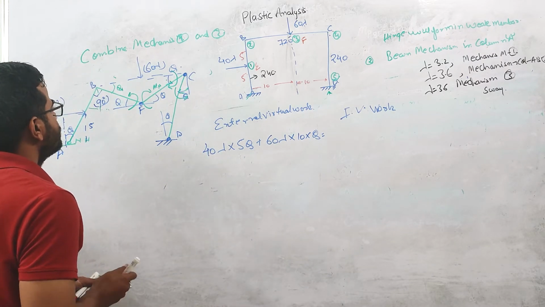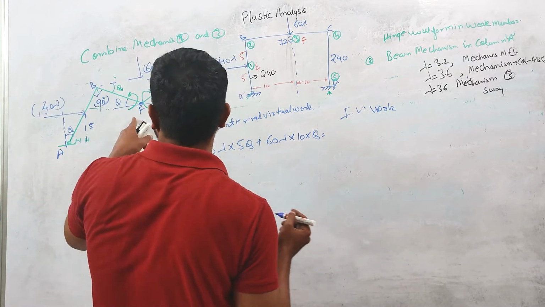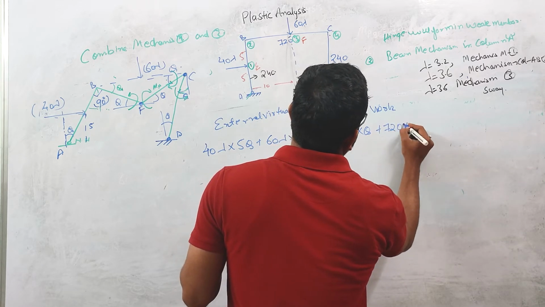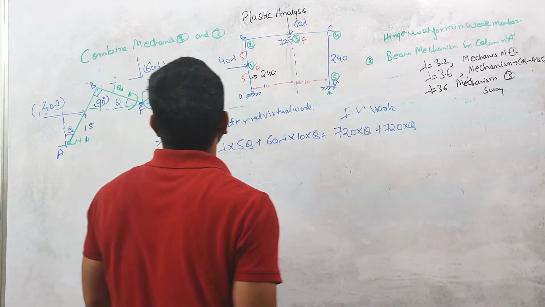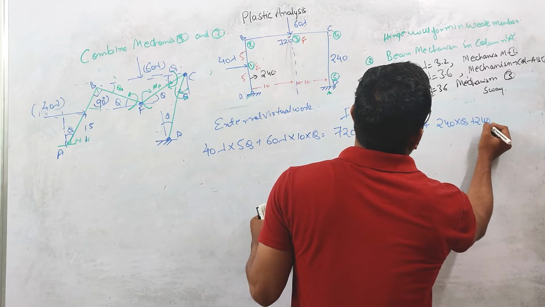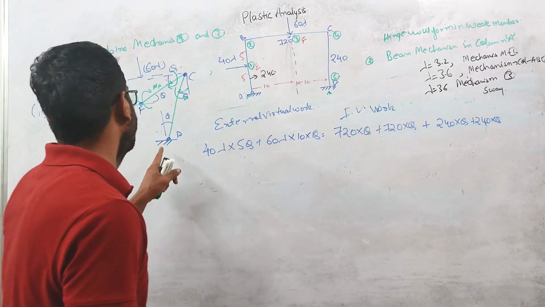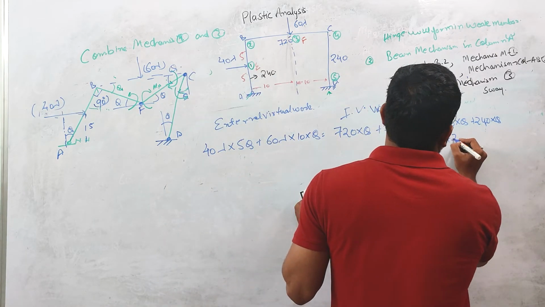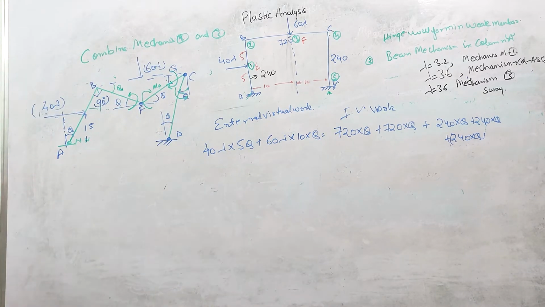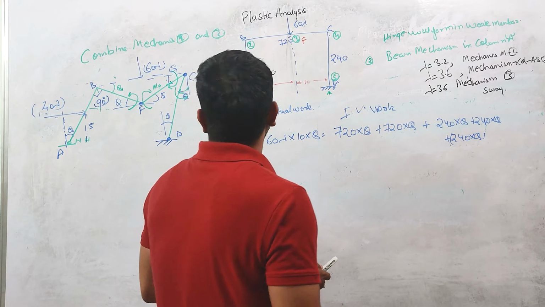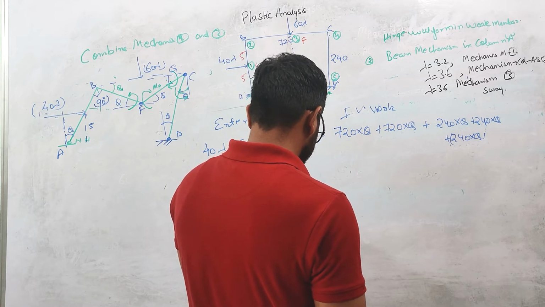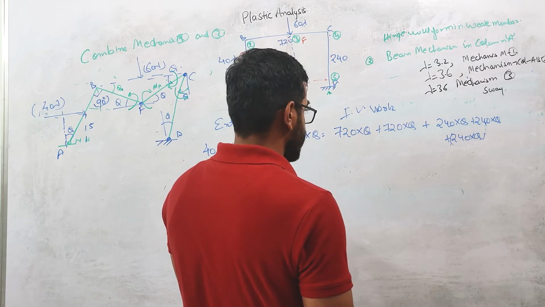Okay, so I can write 720 for this point F. I can write internal work done is 720 into theta plus 720 into theta. Okay, for this point C, again I have to write 240 into theta plus 240 into theta, because the hinge will form in the weak member. And for this point I need to write plus 240 into theta. Okay, theta is my virtual displacement, right? So this value will be 720 into 7 into 2 plus 240 into 3.